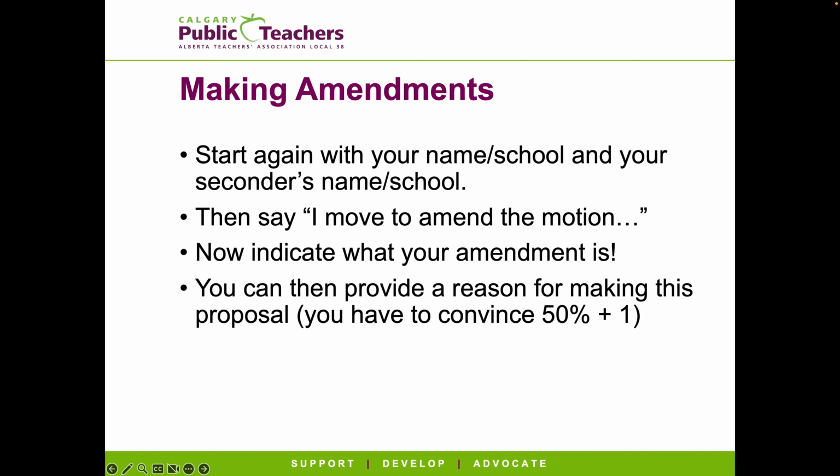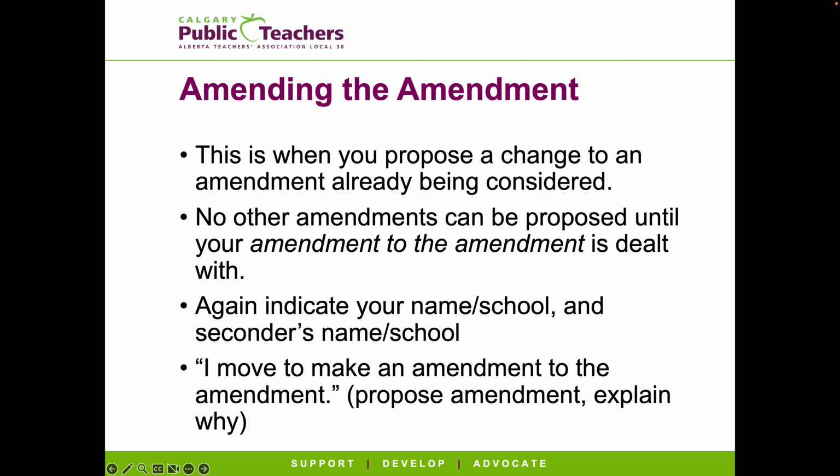If you wanted to make an amendment to a motion, it's a very similar procedure. Be concise and provide a rationale for why you're making that proposal. All you have to do is convince 50% plus one of the House. And then amending the amendment is very similar to that. Again, same procedure, but this is as far as you can go in terms of amending a particular motion.